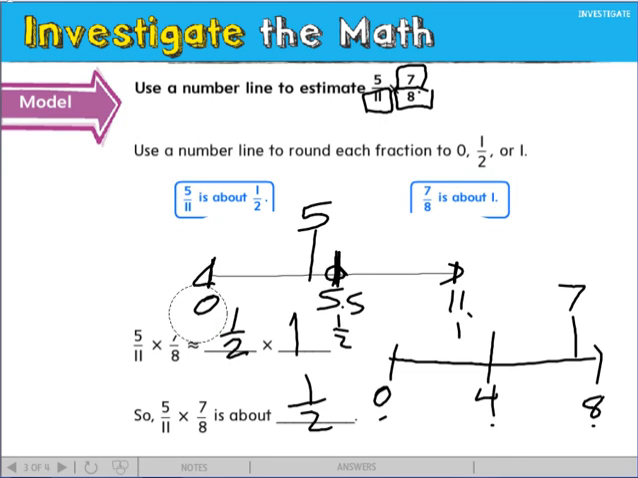Now I don't have different denominators on all the numbers. Okay? You guys see what I'm saying? Yeah. So, we'll do a couple more.